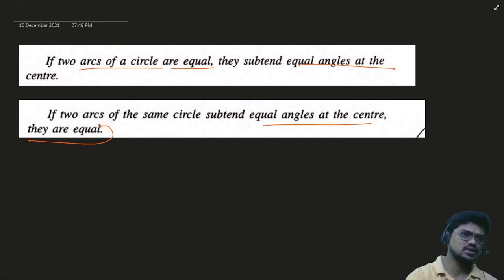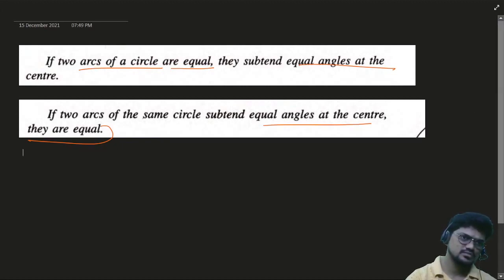Okay, not SAS, because now the angles are not equal. All the three sides you can compare and they will be equal, and then you can say that the two triangles are congruent by SSS test of congruency, and then you can say that the two angles are also equal by using CPCT. How many of you have understood how to prove the second one?